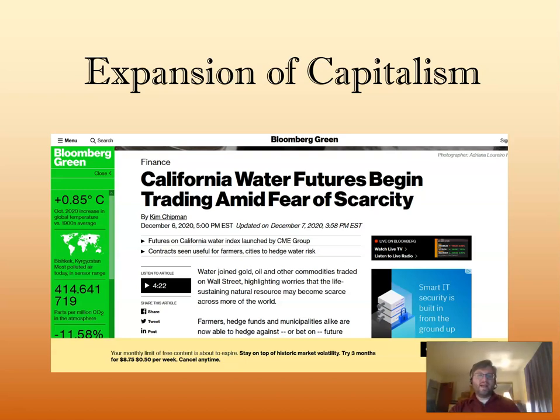futures on water in California began to be traded in the U.S. stock market. And so that shows that this capitalist system of investment is now taking over water in California. There was already this kind of capitalist management of water in other parts of the world, but it has now come to the United States as well.